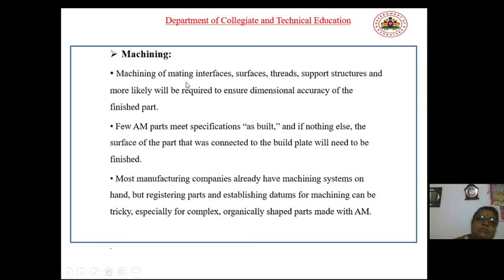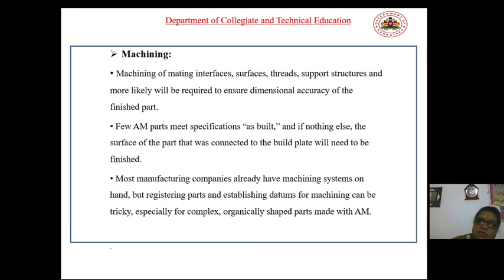So next is machining. Machining is one of the manufacturing processes where unwanted metal is removed to get the finished product. Here machining helps with mating surfaces, threads, support structures and more, and will likely be required to ensure the dimensional accuracy of a finished part. A few AM parts meet specifications as built, and if nothing else, the surface of the part that was connected to the build plate will need to be finished.